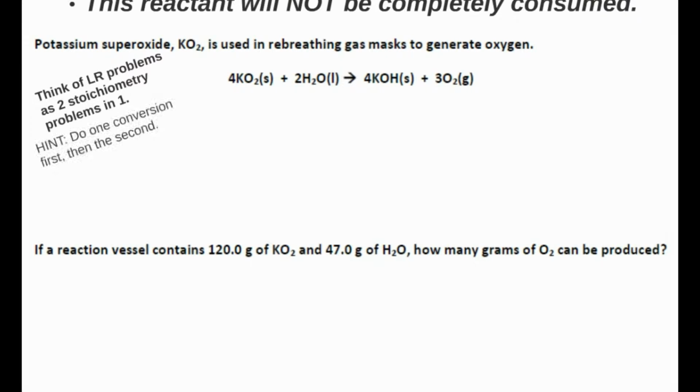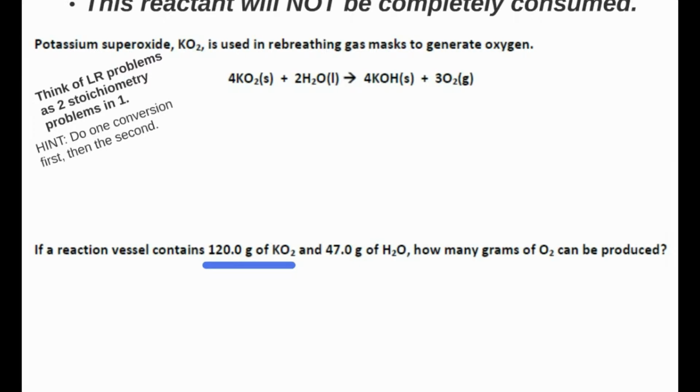You have 2 things. Think of it as 2 problems in one. Do one conversion at a time. Do not do both at the same time. You're going to confuse yourself. So look at this. Take one problem, convert it to your product. Put it to the side. Then do another problem with this and convert it to your product. Compare them. That's what you're doing.